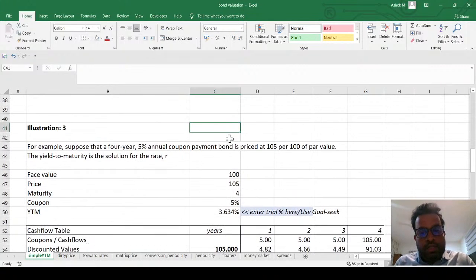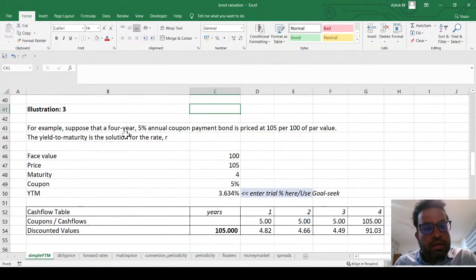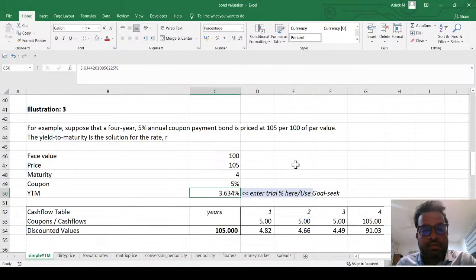Okay, let's see a third illustration. A 4-year 5% annual coupon bond is priced at 105 per 100 of par value. The yield to maturity is to be found. So what I have given here is you have a bond 100, the price is given 105, the maturity is 4 years, periodicity is annual, coupon is 5%. You are supposed to find the YTM. You are supposed to find the discounting factor.